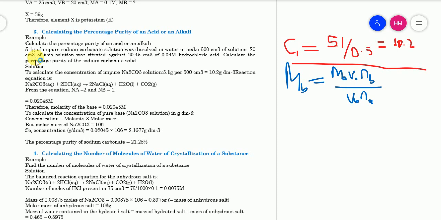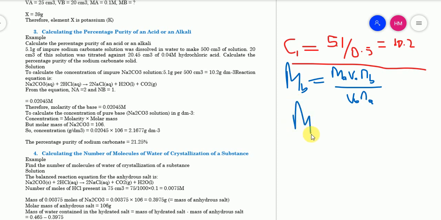Tuna divide kwa volume base ni ngapi? 20 cm cube. Volume of base ni 20, alafu number of moles of acid ni 2. Kwa jibu la mwisho hapo litakuwa ni 0.02045 molarity of base hiyo.